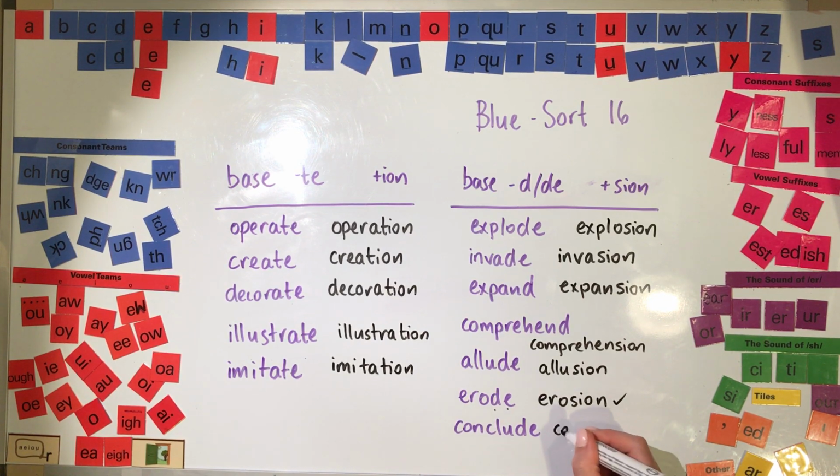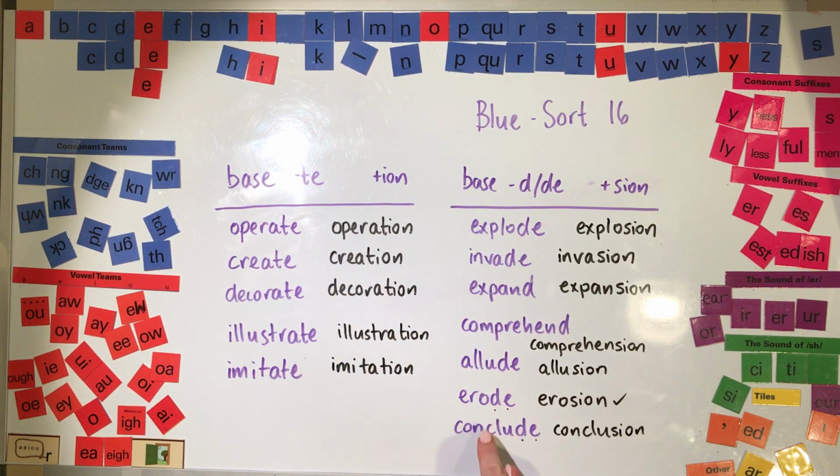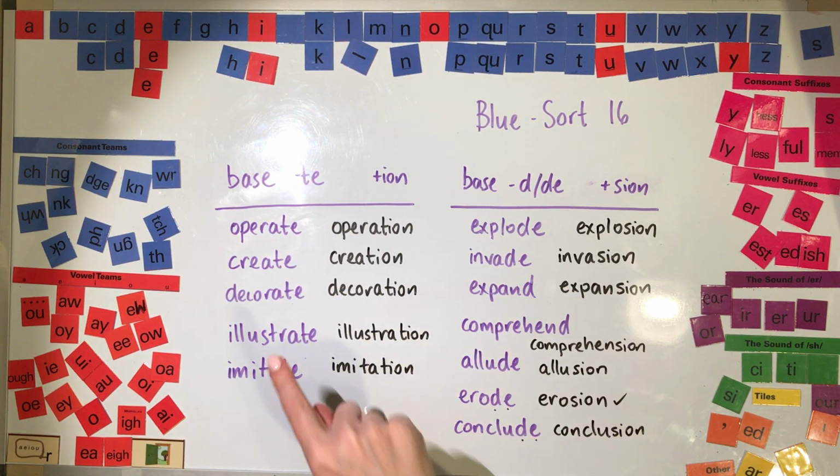Conclude. Conclude, drop the DE, and I write SION. Conclusion. Hopefully you know how to spell that word, but now it makes sense why it's spelled that way. Okay, so have fun with these words. Again, you're learning 2 rules and you're learning how to spell these base words if you don't already know. And then it's just a case of applying the rules. And you should get all these words correct every time you use them in your writing now.